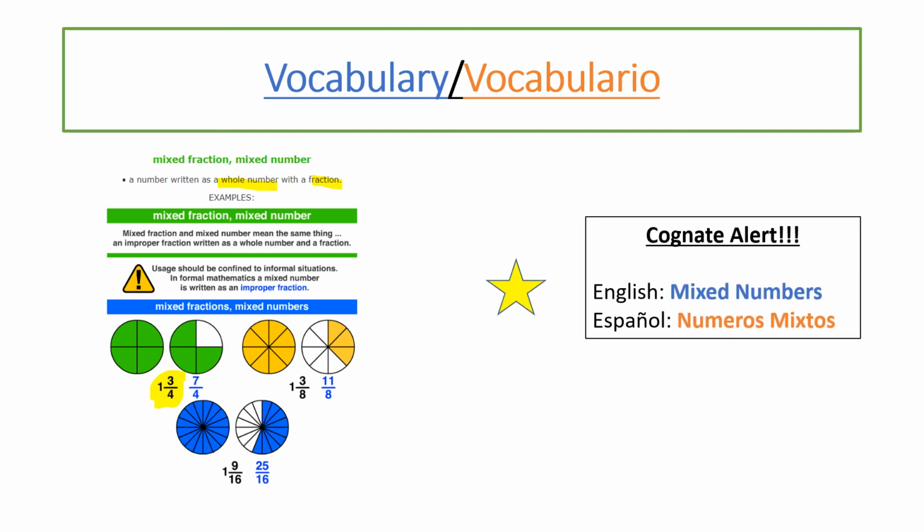Remember our cognate alert. In English we say mixed numbers, and in Español we say números mixtos. So in English, mixed numbers. Your turn. Say mixed numbers. In Español, números mixtos. Say números mixtos. Perfecto.